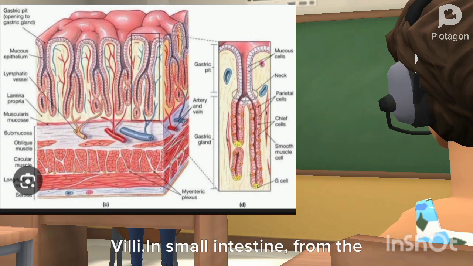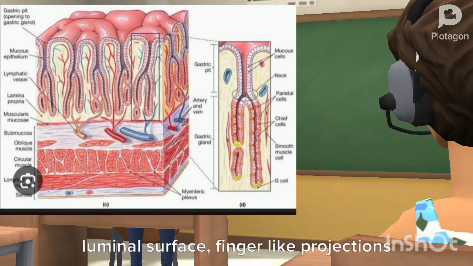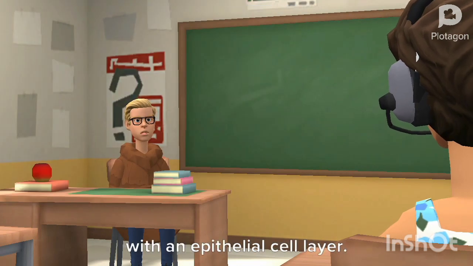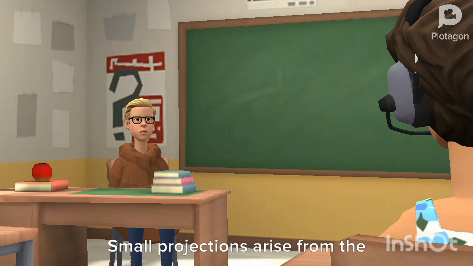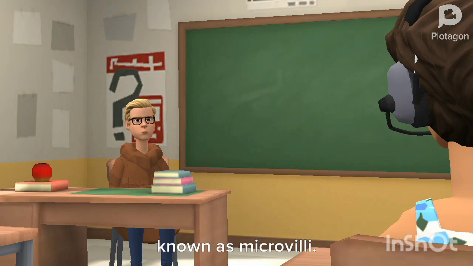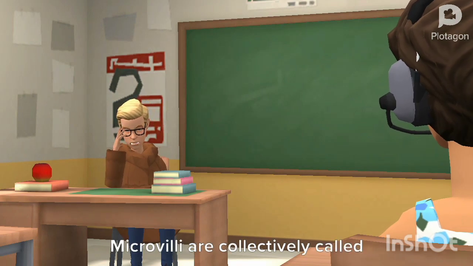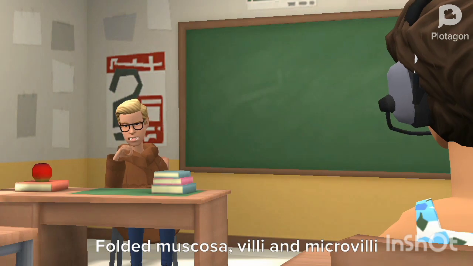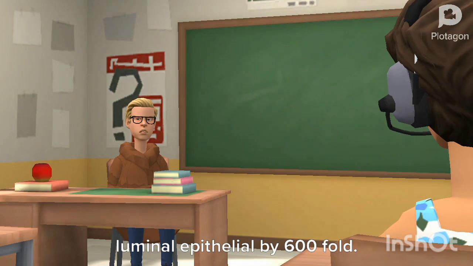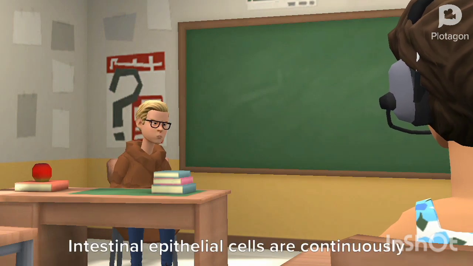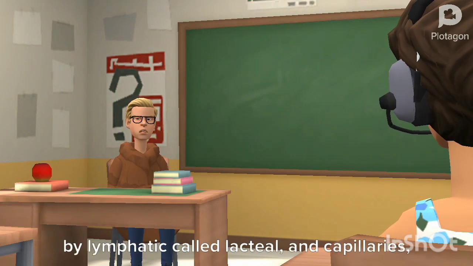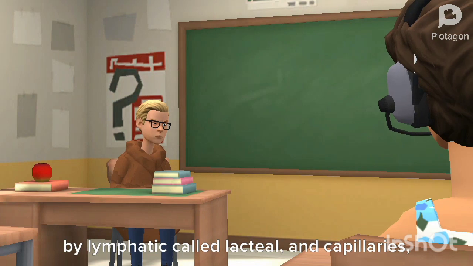Villi. In the small intestine, from the luminal surface, there are finger-like projections into the lumen. These are called villi. The surface of each villus is covered with an epithelial cell layer. Small projections arise from the surface of these epithelial cells, known as microvilli. Microvilli are collectively called the brush border. Folded mucosa, villi and microvilli increase the surface area of the intestinal luminal epithelium by 600-fold. Intestinal epithelial cells are continuously replaced by new cells. The center of each villus is occupied by a lymphatic called lacteal, and capillaries and venules.